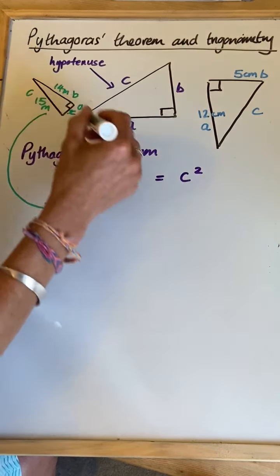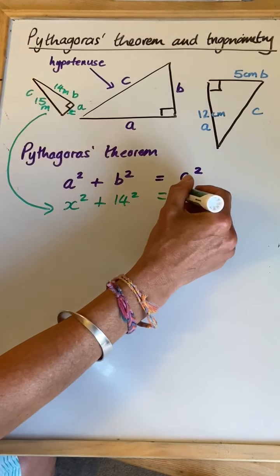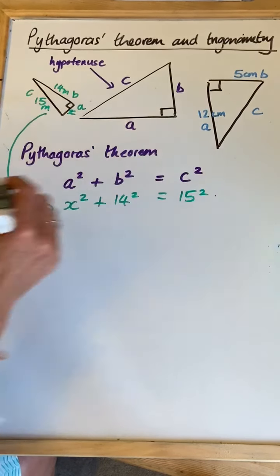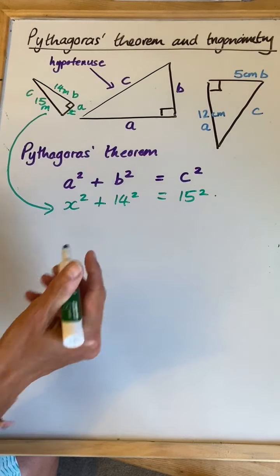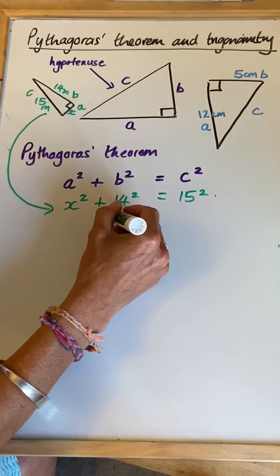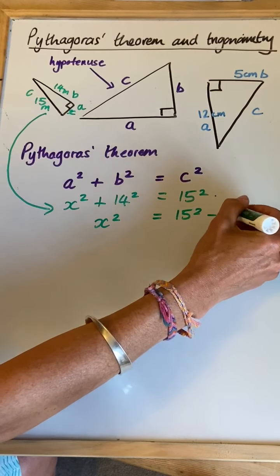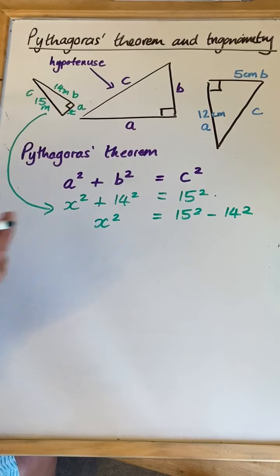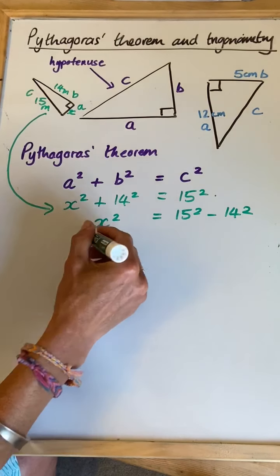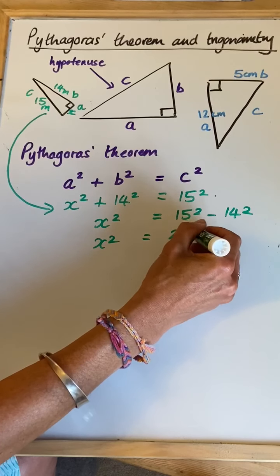I do know B, it's 14 squared, and I do know C, it's 15, so 15 squared. Okay, now x is the thing that I'm missing, so I'm going to say that therefore x squared is going to be 15 squared minus 14 squared. If I subtract the 14 squared from both sides, I'll be left with x squared on its own over here. So my x squared is going to be, well, 15 squared is 225.